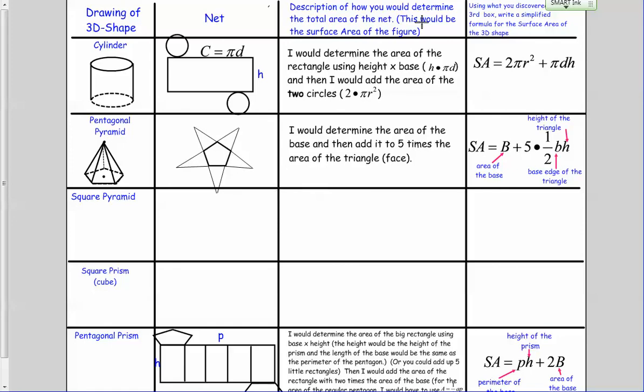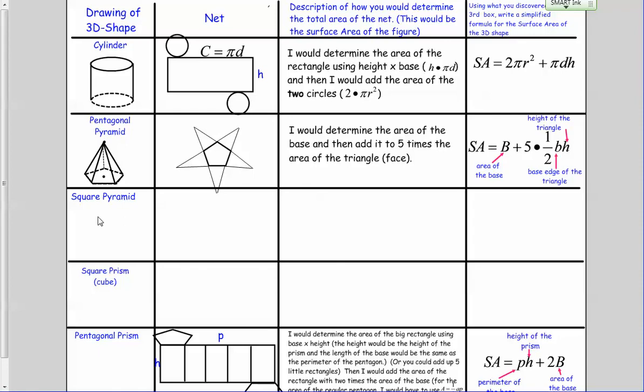So again, when I look at the description of how I would determine the total surface area, I would find the area of my pentagon, and then I have 5 of the same exact triangles, so I would add it to 5 times the area of the triangles, and those guys would be called the faces. So this is the formula I came up with. I used big B to stand for the area of the base, and then little b for the base edge of the triangle. So I said I would take the area of the base plus 5 times, and then 1/2 base times height is the area of a triangle.